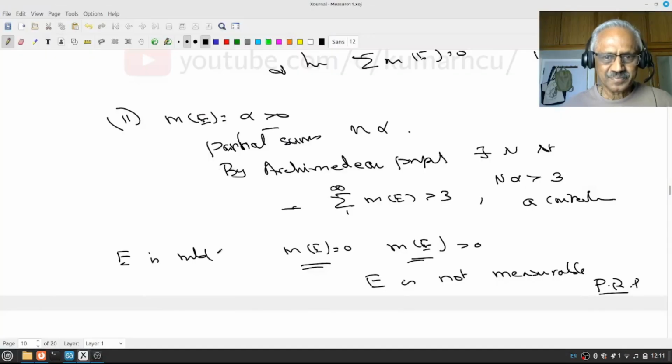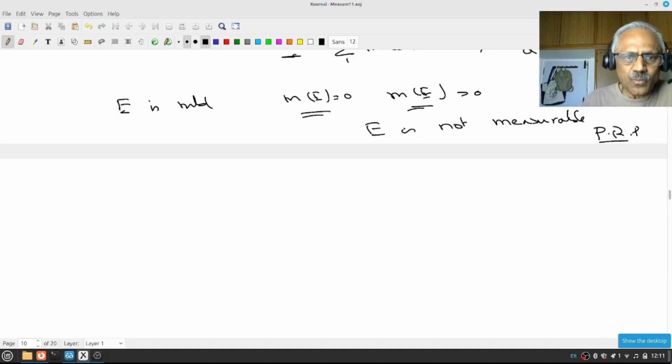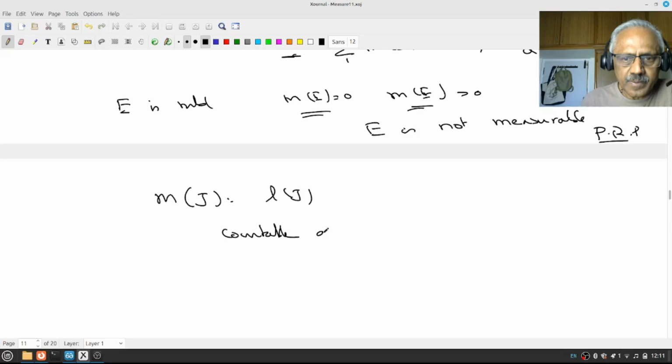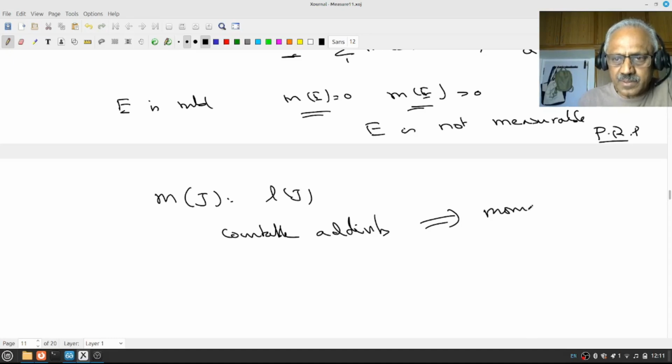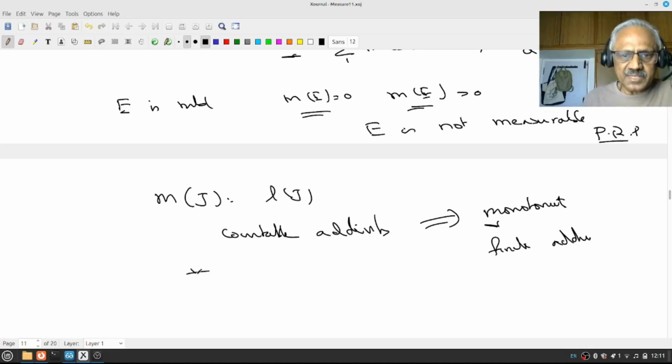Now we will try to see what went into the proof. Where did we use the fact that it's a Lebesgue measure or anything? Yeah, let us see that. If you go through the proof, what we needed to assume was that intervals are measurable and their measure is the length of the interval, and countable additivity, and notice that this implies monotonicity and finite additivity. Okay, and translation invariance of the measure.